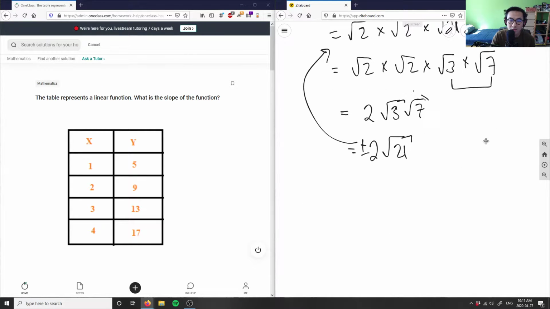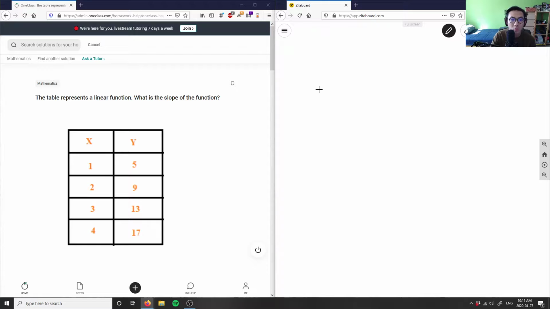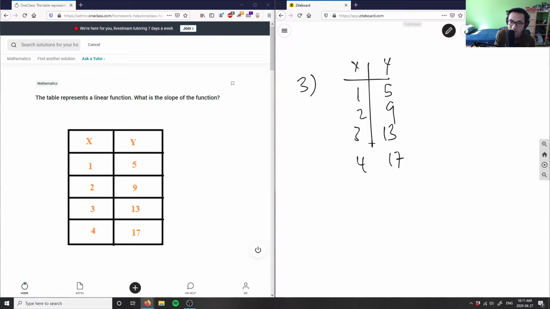Good. Let's look at number 3 here. It says this table represents a linear function. What is the slope of the function here? So let me just copy out this table here. X and Y: 1, 5; 2, 9; 3, 13; 4, and 17.